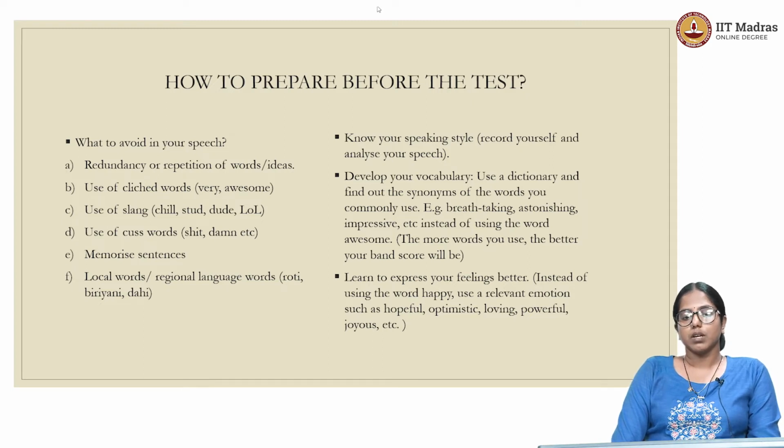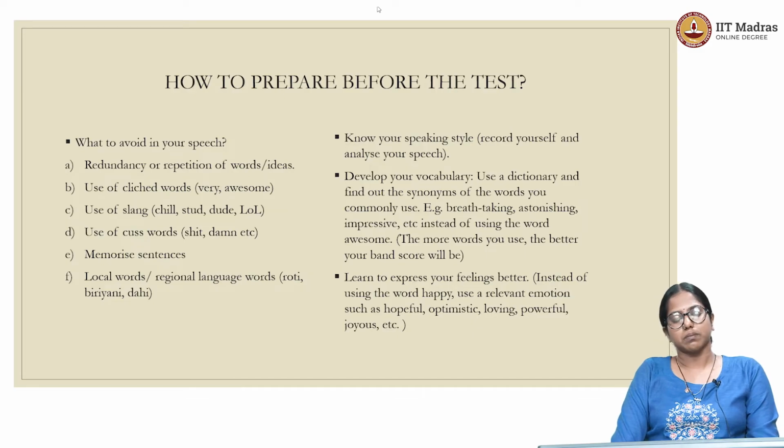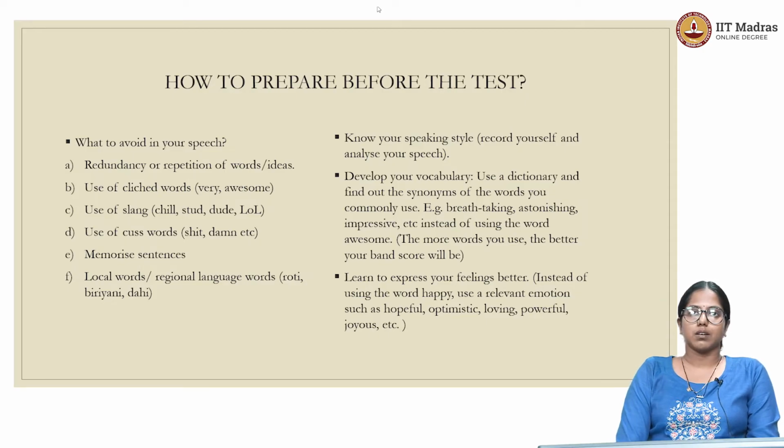The second thing that you need to avoid is the use of clichéd words. Words like awesome: this place is awesome, the food is awesome. For every other adjective, you try and replace the word awesome. It's a very clichéd word, and this is something that you really need to avoid in your speech.